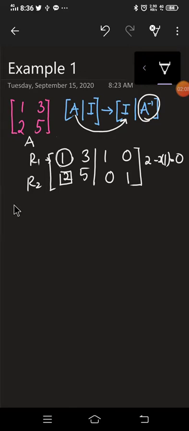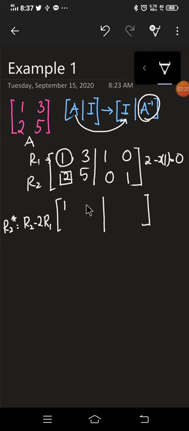So the new row 2 is R2 minus 2 of R1, applied to all values on R2. What will we get on the right side? The first row doesn't change, so we just change the second row. 2 minus 2 of 1 will be 0. And then 5 minus 2 of R1. What is R1 here? It is 3. So 5 minus 6, which is negative 1.